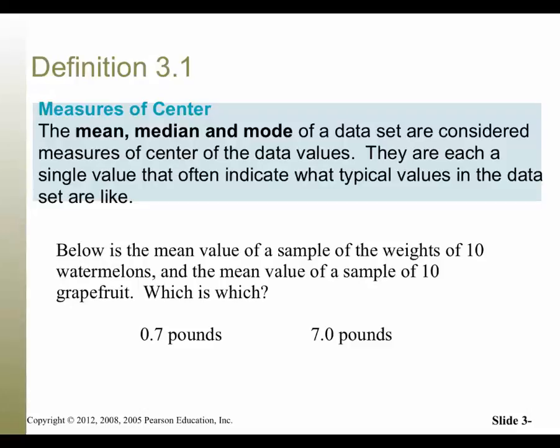Grapefruit or watermelon? Grapefruit, right. Grapefruits would be less than a pound, or maybe the big ones are a pound. And then watermelons would be much heavier, maybe 7 pounds. So this measure of center indicates what the data values are like. If you had one number to indicate what the data values are like, it would be a measure of center. You see?